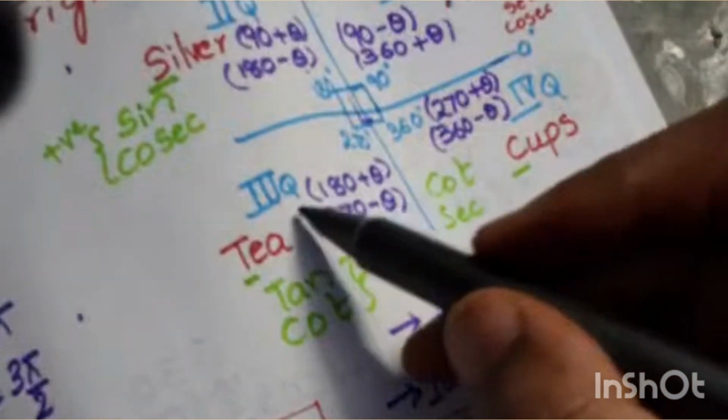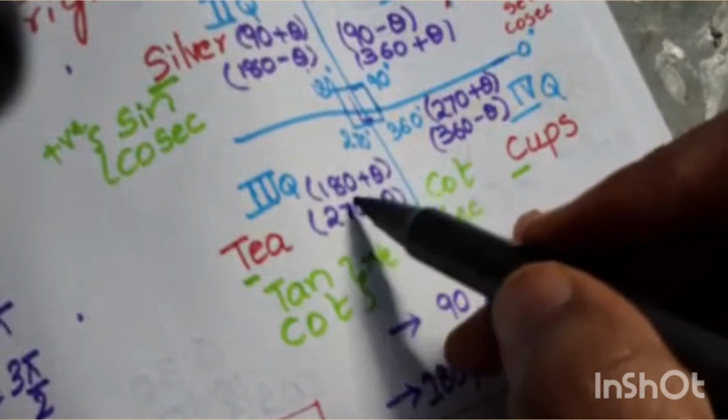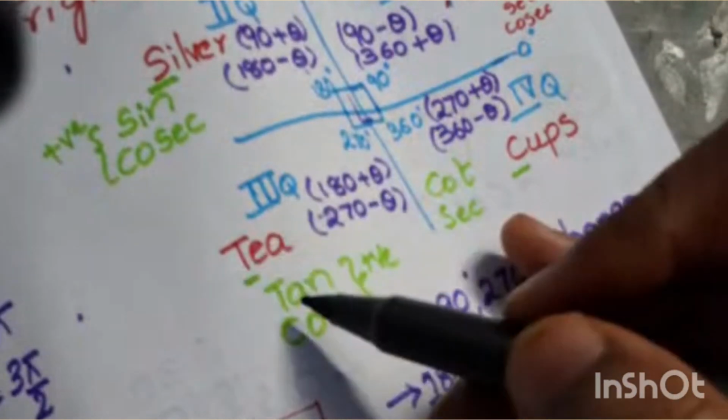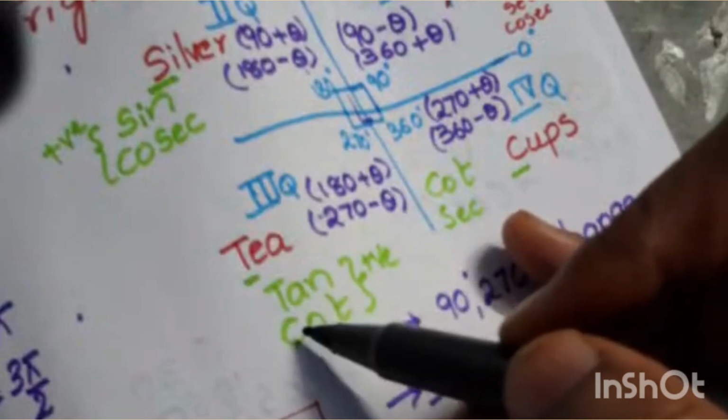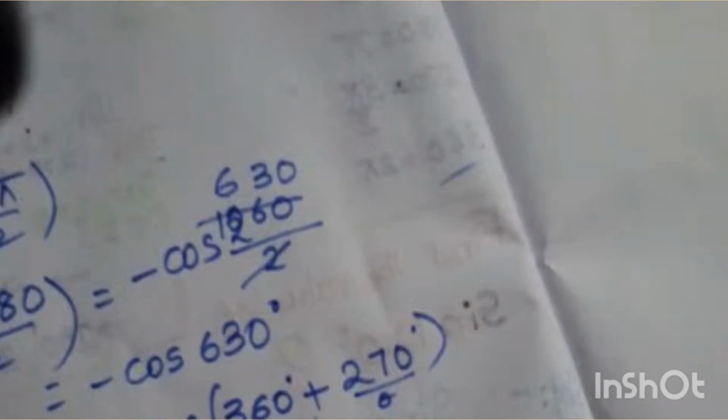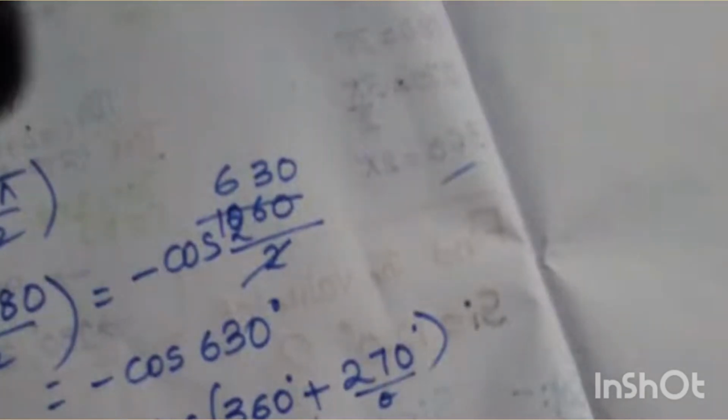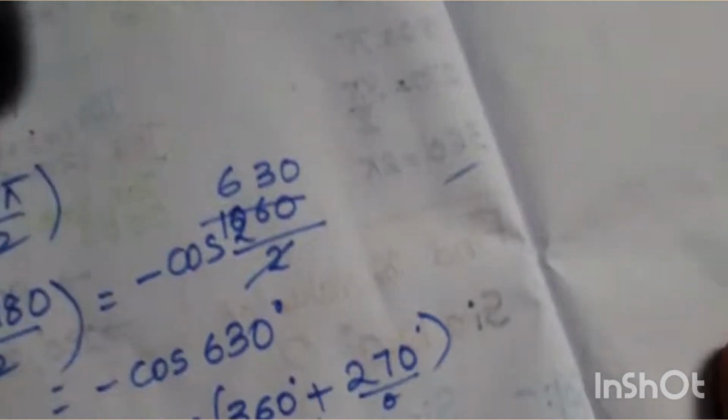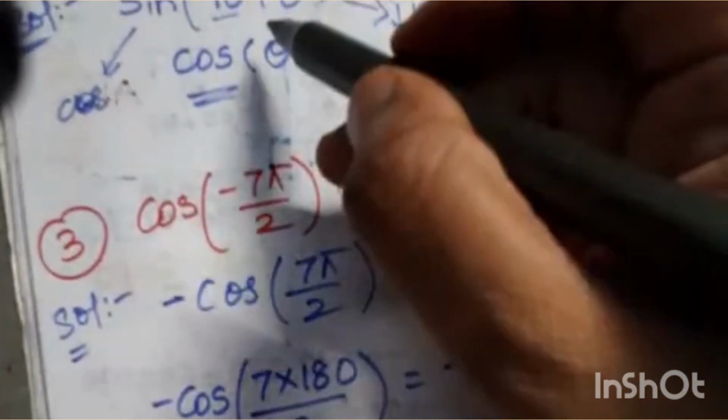In the third quadrant, 180 plus theta, only tan and cot are positive, but we have cos here, so this is the opposite, that is minus cos 90. Minus into minus is plus, cos 90. How much is cos 90? Sin 90 is 1, cos 90 is 0, so 0 is the answer. So this is very easy to do, children.